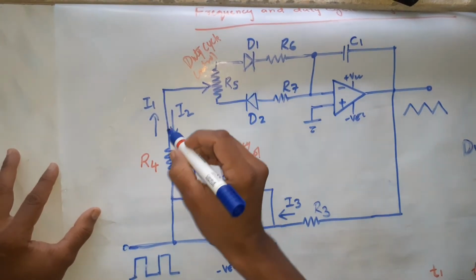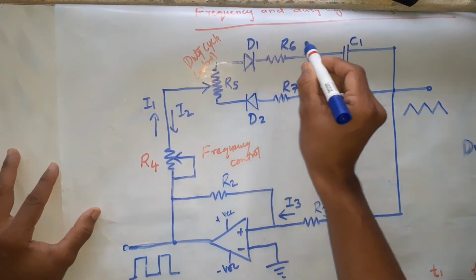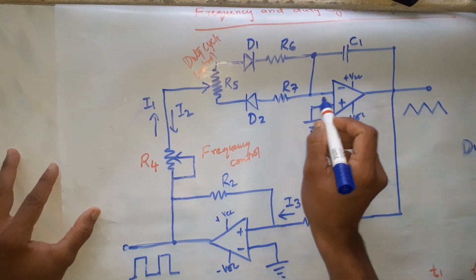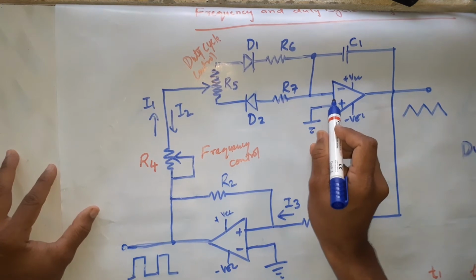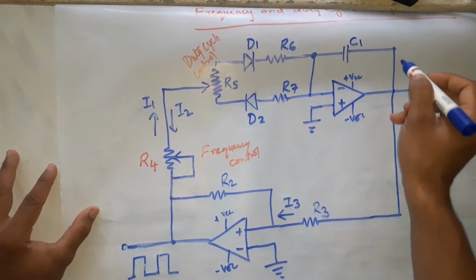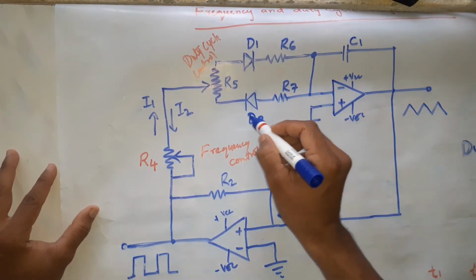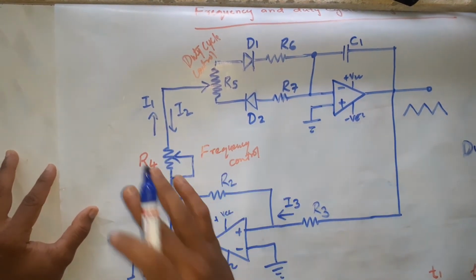Just see, if it is I1, it has to flow like this, right? Because it cannot flow into your op amp. The op amp will not take anything inside as a current, because of its high input impedance. So this I1 has to flow like this, and I2 has to flow like this, through the capacitor, resistor R7, D2. So both I1 and I2 have to flow through R4.